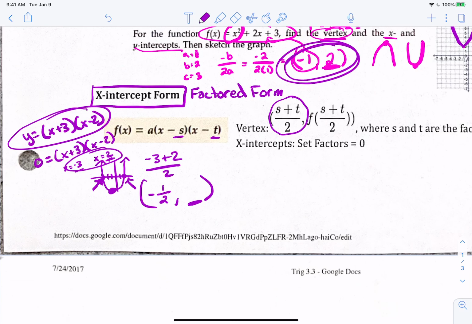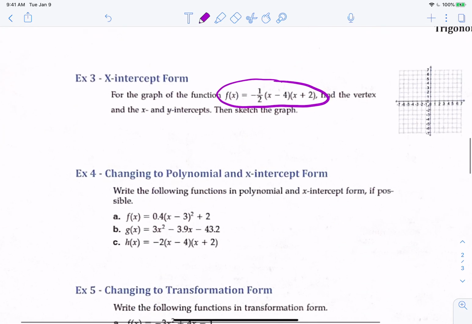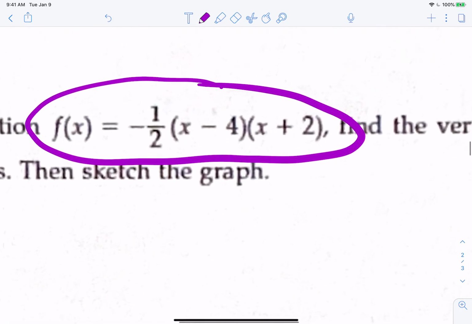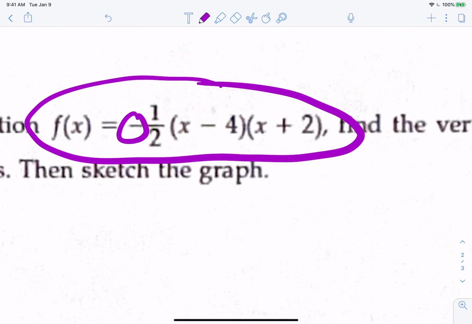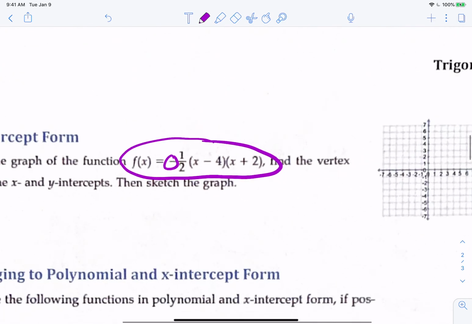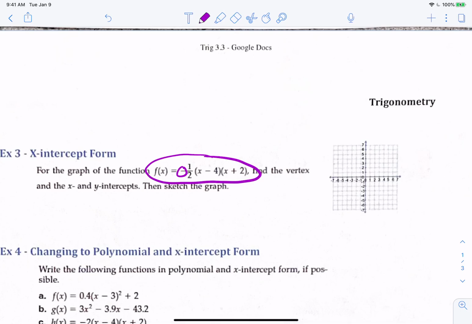Okay. Good? All right. This is my function that I have. That negative 1/2 doesn't do anything except tell me that it is going downhill, because of that negative. And the 1/2 makes it shorter and fatter, which really doesn't do too much. All right, find the vertex and the x and y intercepts.